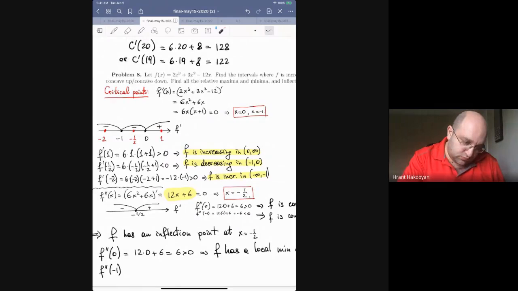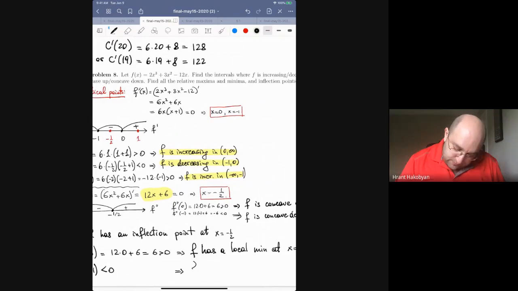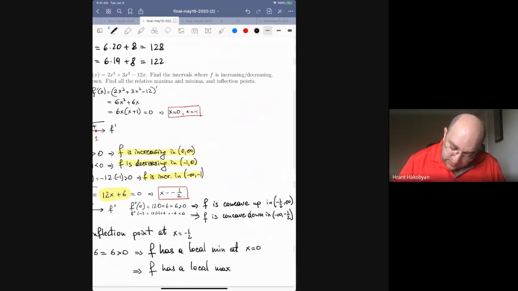I'm not going to calculate that again. So that means f has a local maximum at x equals negative 1.